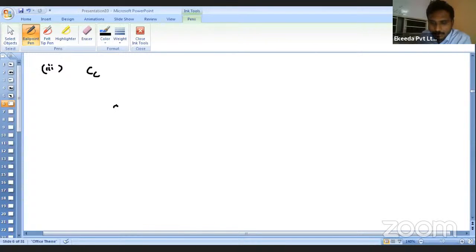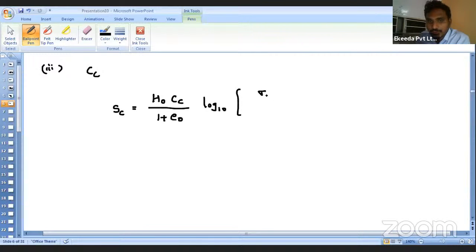That is nothing but the primary settlement, or we can also call it the consolidation settlement. That will be equal to H naught into Cc divided by 1 plus e naught, into log base 10 of sigma 2 effective stress divided by the effective stress before the application of the loading. This is the most important relation, and most of the questions in the GATE exam come from it. Let us represent it with an example.